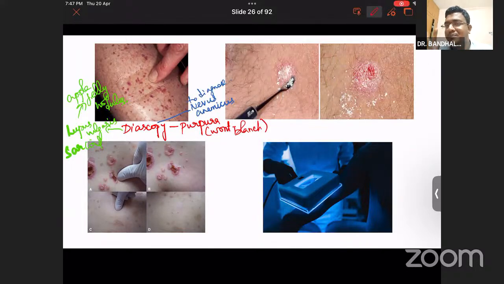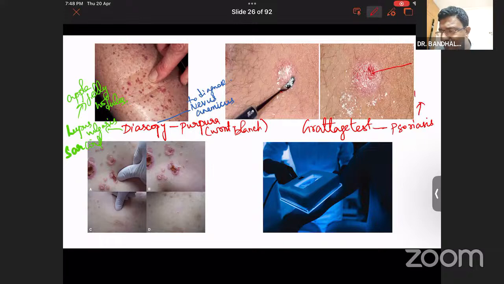Instead of pressing a lesion, if they are showing something like scraping the lesion, which is known as the grattage test. Here they are using a curette, or sometimes a glass slide also can be used, which is useful in psoriasis. There will be pinpoint bleeding. This image you can make out now, which is known as Auspitz sign.